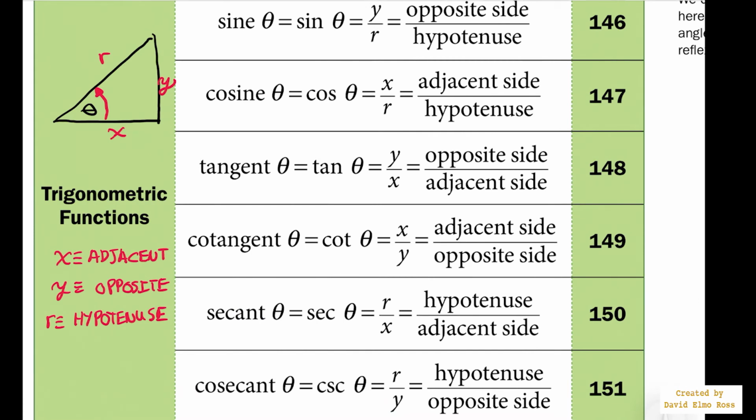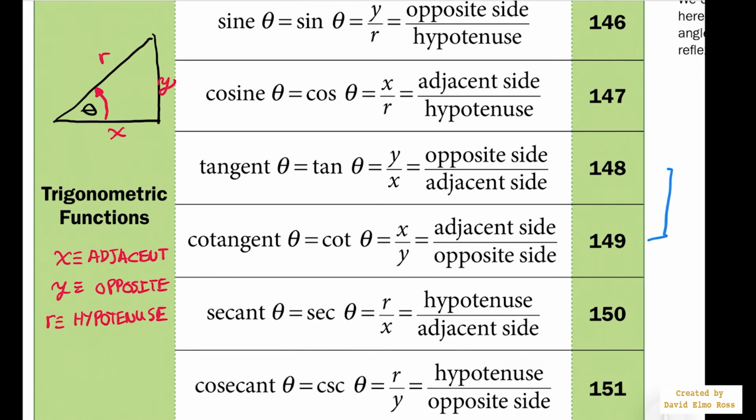Now there are trigonometric functions, sine, cosine, tangent, cotangent, secant, and cosecant, that are basically ratios of the various sides of our triangle. Now if we take a look here, x is our adjacent and y is our opposite, and r is our hypotenuse. So it can be expressed in a couple of different ways. So for example, the sine of theta can be expressed as opposite over hypotenuse, or y over r. The cosine of theta can be expressed as adjacent over hypotenuse, or x over r. The tangent of theta can be represented as opposite over adjacent, or y over x.